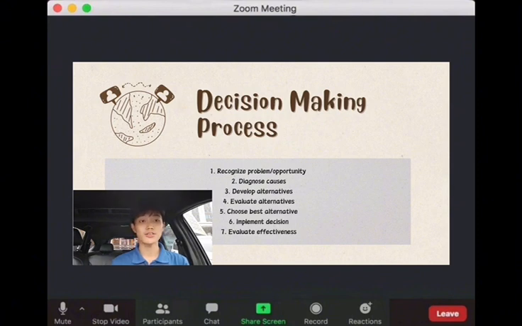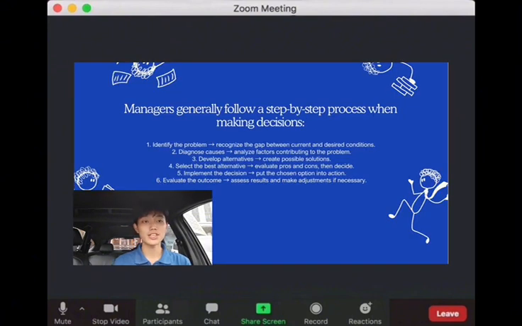The process usually follows 6 steps. First, managers identify the problem. Second, they diagnose the causes by collecting information. Third, they develop several possible alternatives. Fourth, they select the best option after comparing costs, benefits, and risks. Fifth, they implement the decision, making sure resources and people are assigned properly. Finally, they evaluate the results and make adjustments if needed.